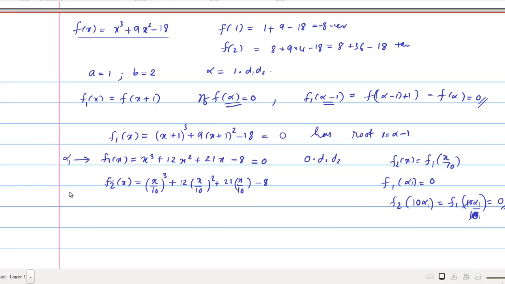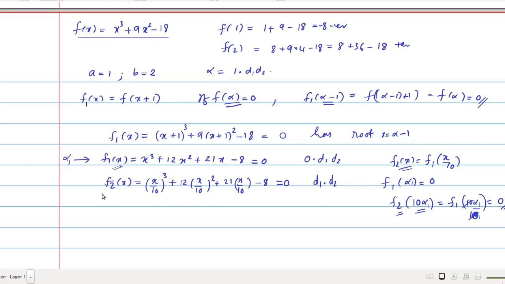That means if alpha 1 is a 0 or a root of f1 of x, we can define a new function f2 of x like this. If we define it this way, what will be the root of the new equation f2? It will be 10 alpha 1. So this equation f2 of x equal to 0 has a root which is 10 times the root of this f1 of x equal to 0. So its root will be in the form d1.d2.